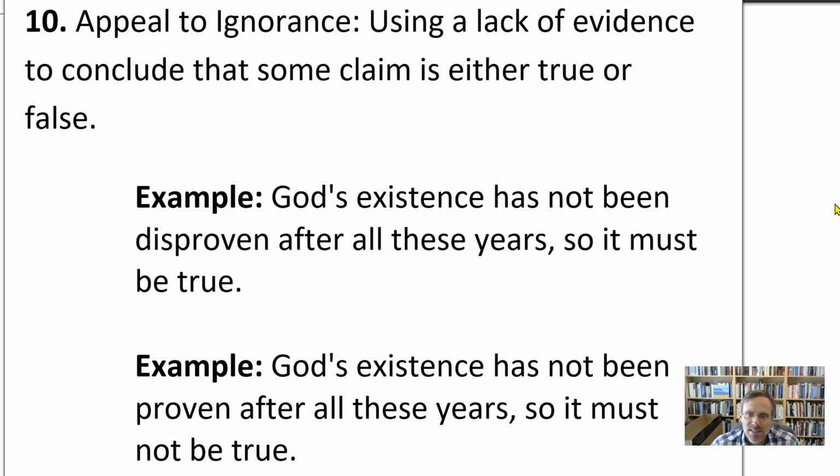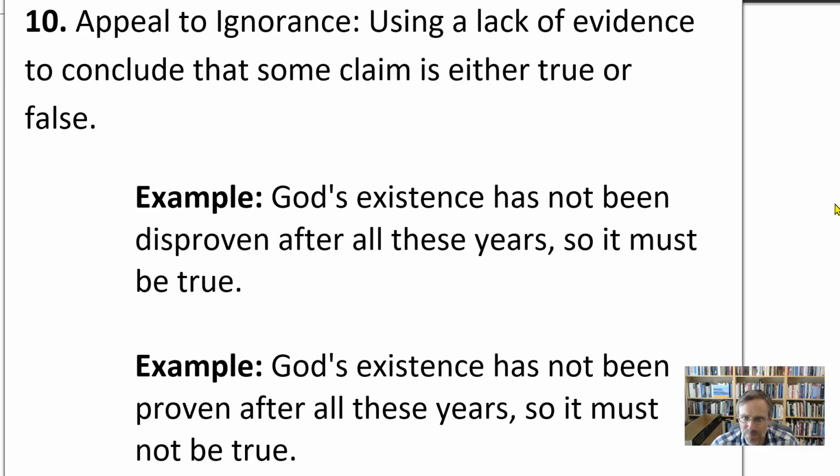An appeal to ignorance is committed any time we use a lack of evidence to conclude that some claim is either true or false. Here are two opposing examples. God's existence has not been disproven after all these years, so it must be true. Or God's existence has not been proven after all these years, so it must not be true.